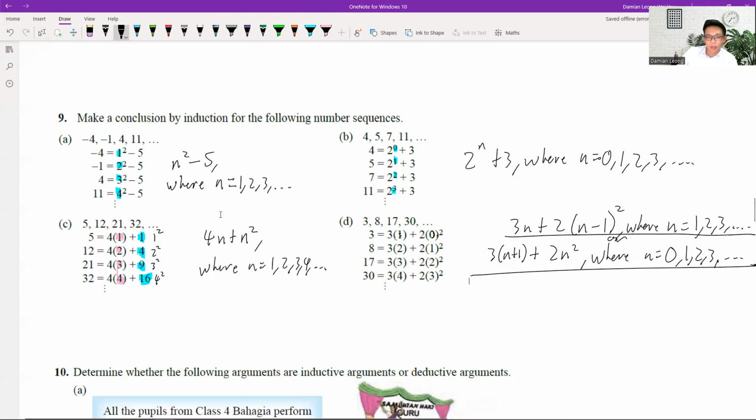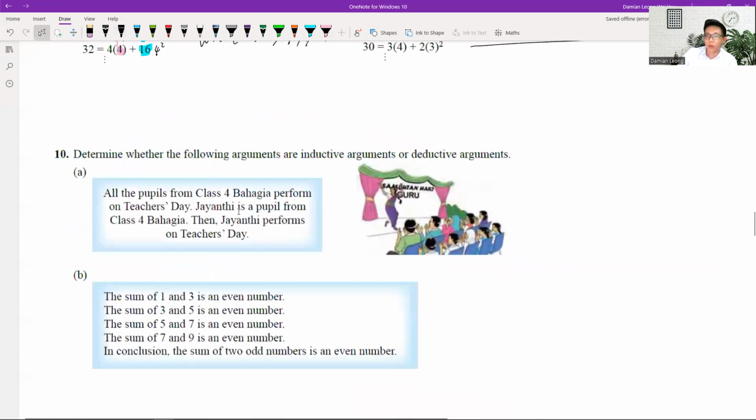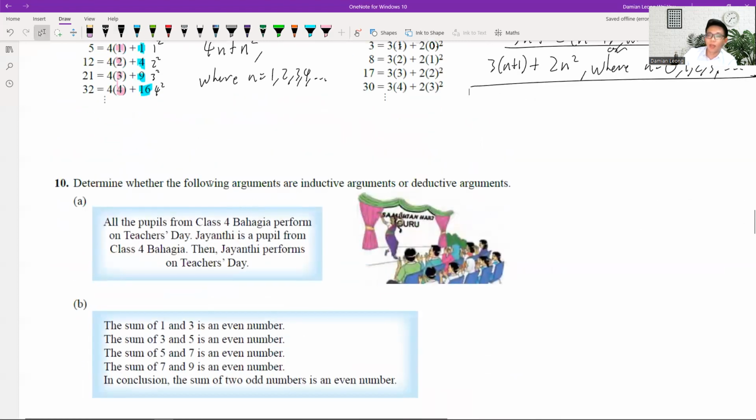Right? Then let's look at question 10. Determine whether the following arguments are inductive or deductive. Like I said just now, inductive is when it's based on pattern, deductive when it's based on facts or statements. All the pupils from class 4 Bahagia perform on Teacher's Day. Jayanti is a pupil from class 4 Bahagia. Then Jayanti performs on Teacher's Day. So that is conclusion by deduction.